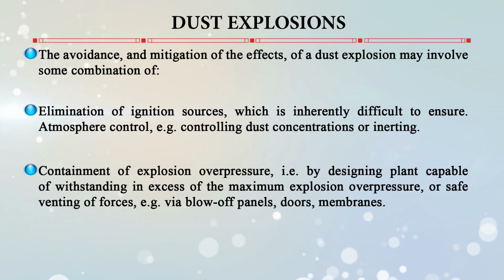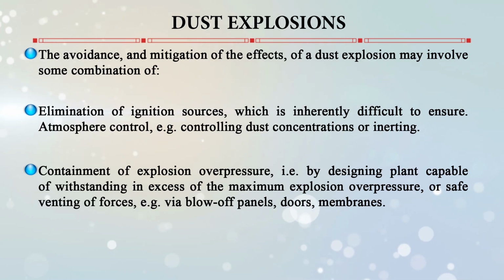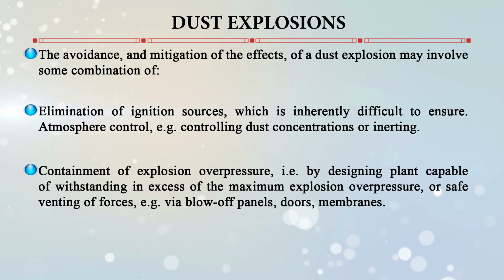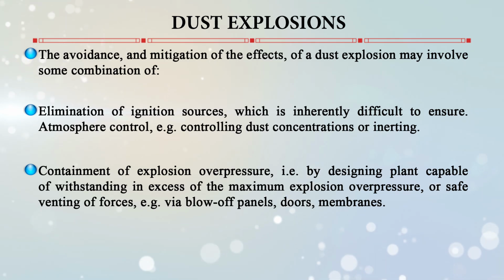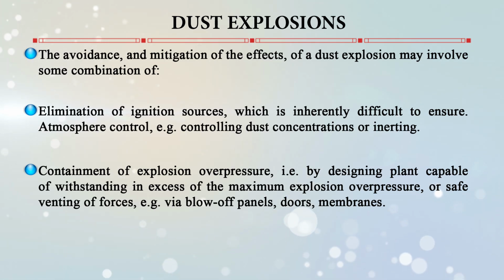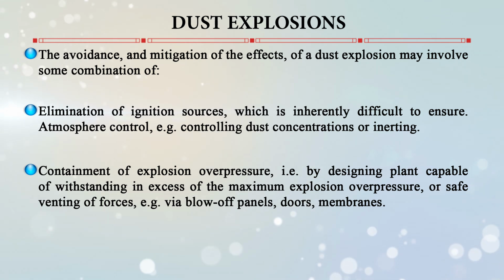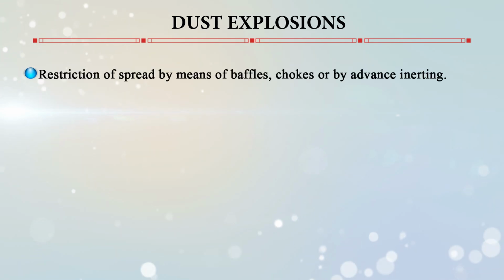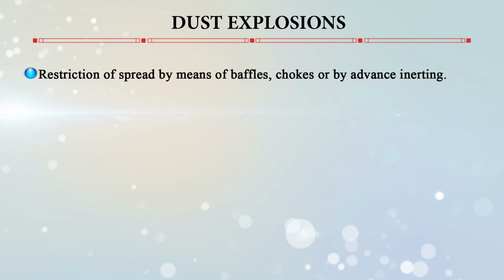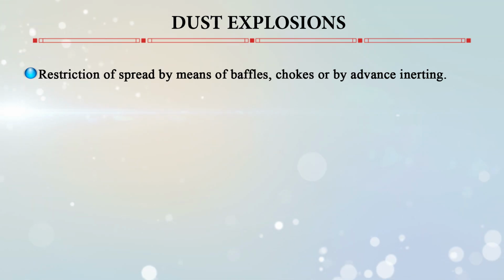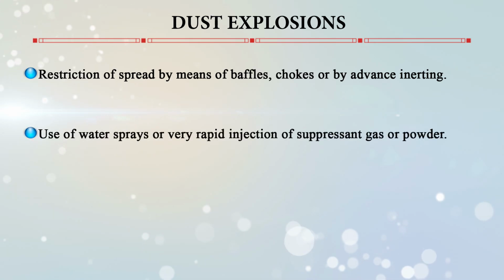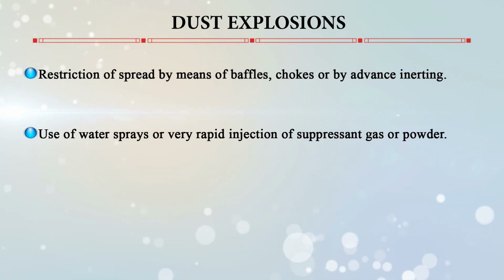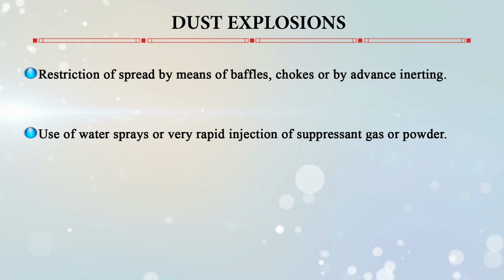or otherwise we can say overpressure, that is by designing plant which is capable of withstanding in excess of the maximum explosion overpressure, or sometimes safe venting of the forces through blow-off panels, doors or membranes, and limiting the inventory also. So, restriction of spread by means of chokes, or otherwise by advanced inerting. Use of water sprays is also one of the important mitigation measures, or otherwise we can also use very rapid injection of suppressant gas or powder.